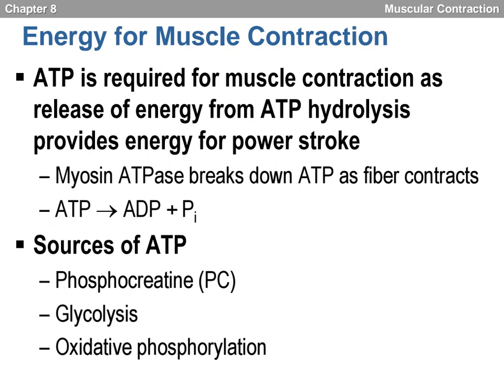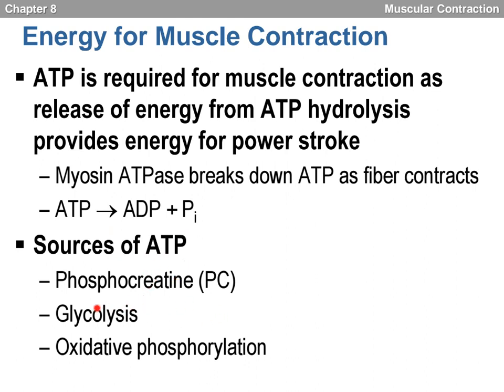So in order for muscles to contract, as I mentioned, we need ATP to be available. Otherwise, the muscle might end up in a rigor state. ATP is required for muscle contraction, as the release of energy from ATP hydrolysis provides energy for the power stroke. The myosin ATPase breaks down ATP as the fiber contracts, and you get this reaction where ATP becomes ADP and inorganic phosphate. So what are the sources of ATP?